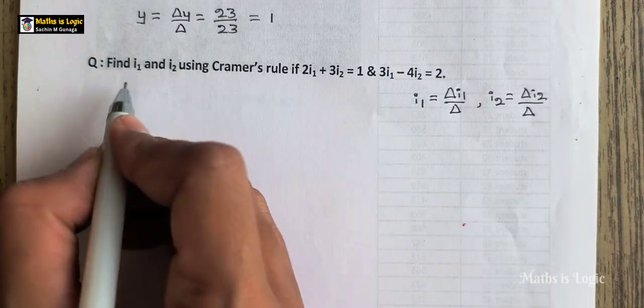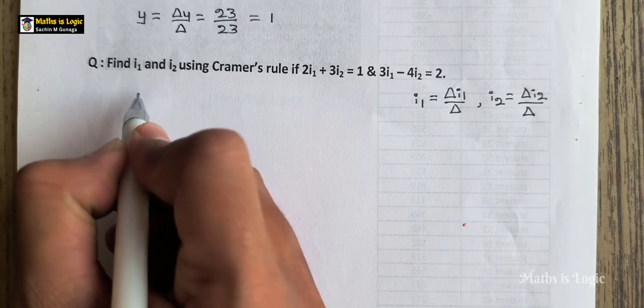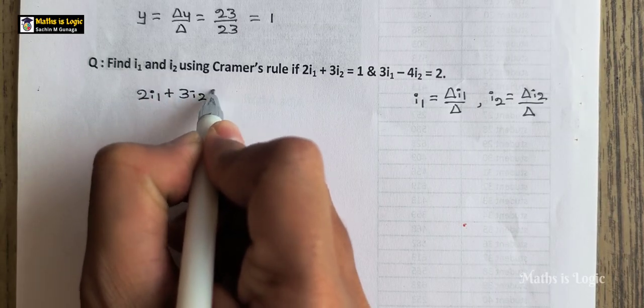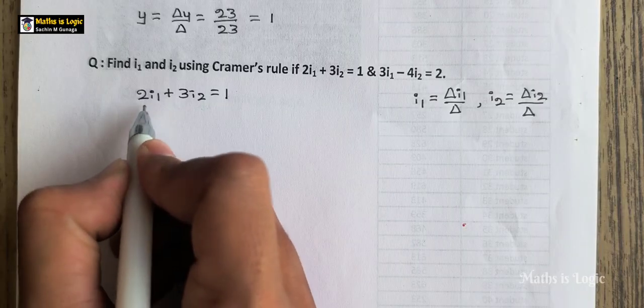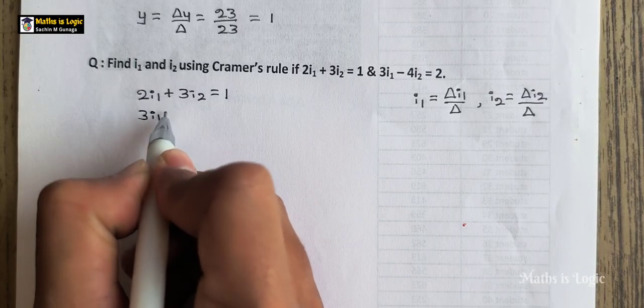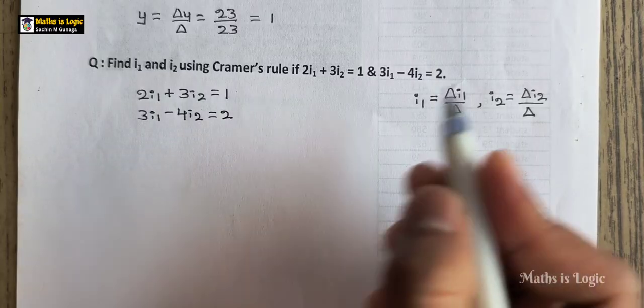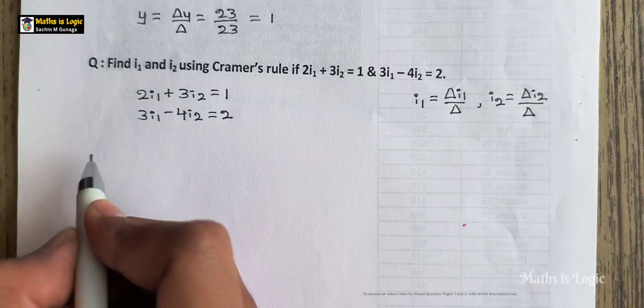So now consider the first equation: 2I1 plus 3I2 is equal to 1. The second equation is 3I1 minus 4I2 is equal to 2. First, as usual, the delta value.